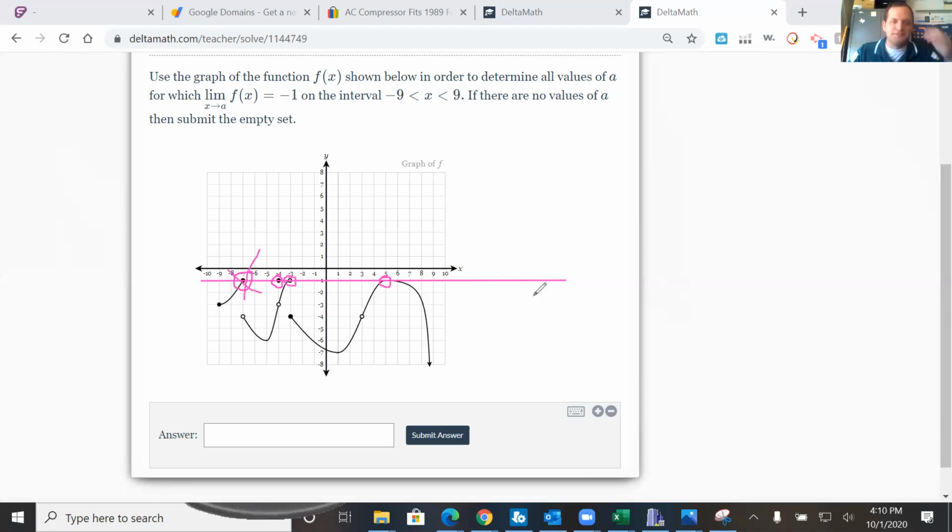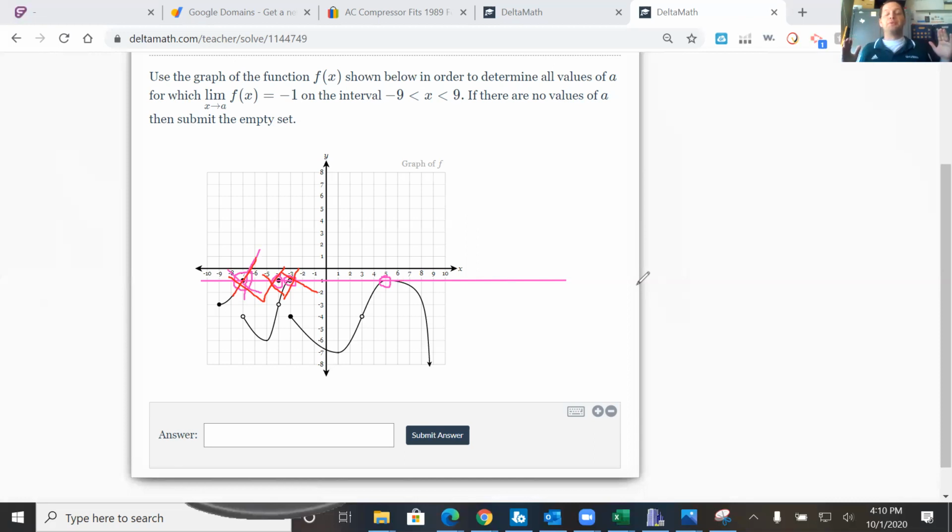Let's look at -4. Looks like on either side of -4, both lines are approaching -3. Well, that's not -1, so it's not -4. Okay, so not -7, not -4. At -3, it's coming up, it's approaching -1 on the negative side, but the positive side does not approach. So -3 is not one of the answers.